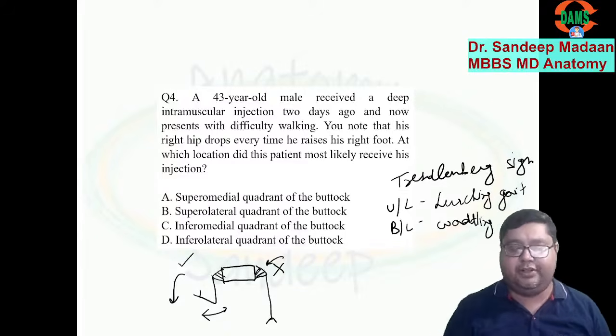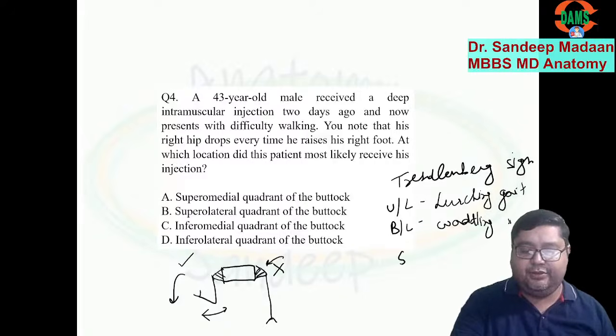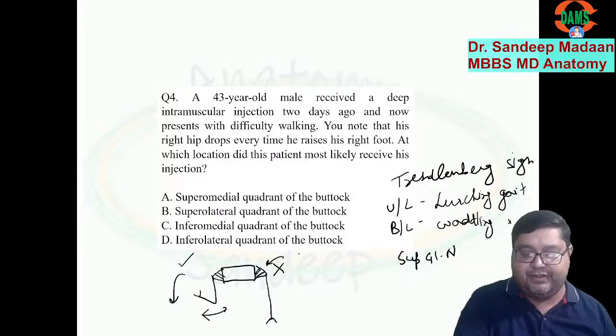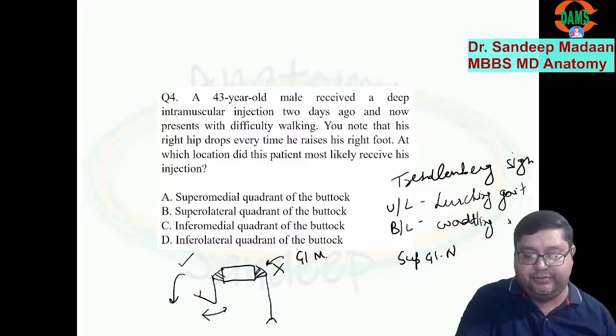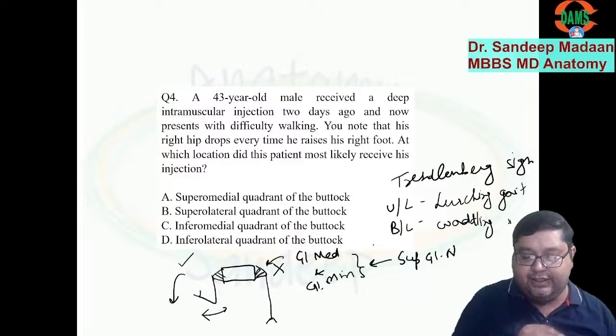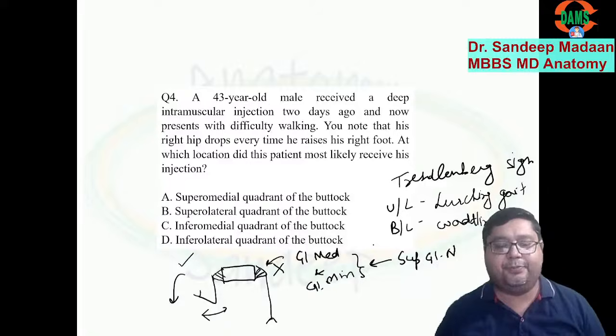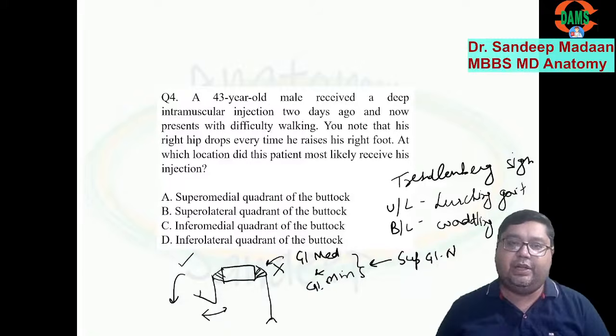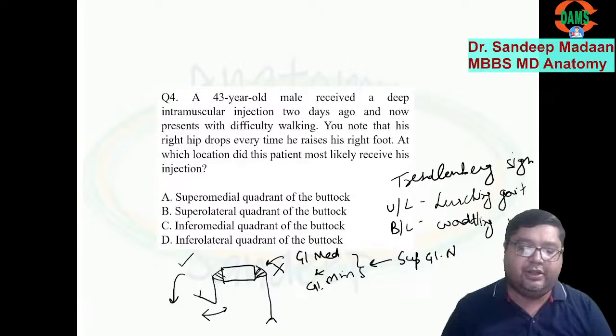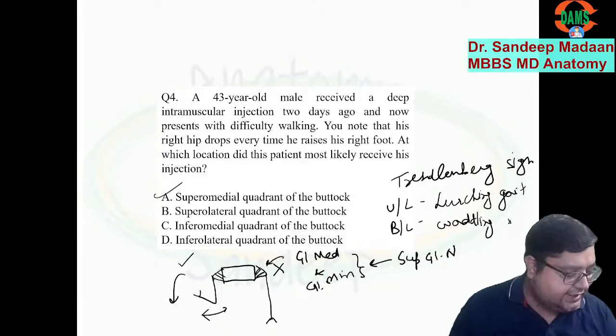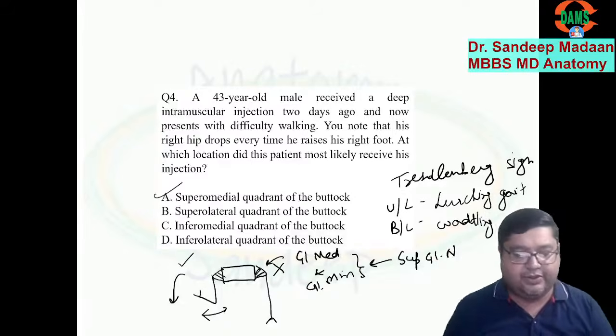If he has taken an injection in the left buttock, which nerve is injured? The nerve injured is the superior gluteal nerve. And which muscles are involved? Gluteus medius and gluteus minimus, which are supplied by the superior gluteal nerve. And we are looking at which quadrant of the buttock? Superomedial. A is the answer over here.